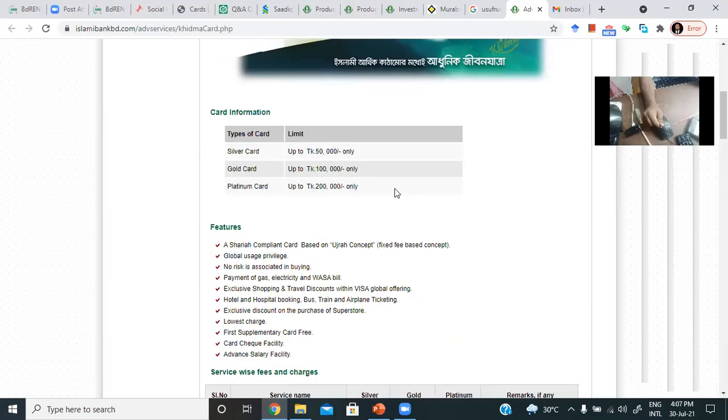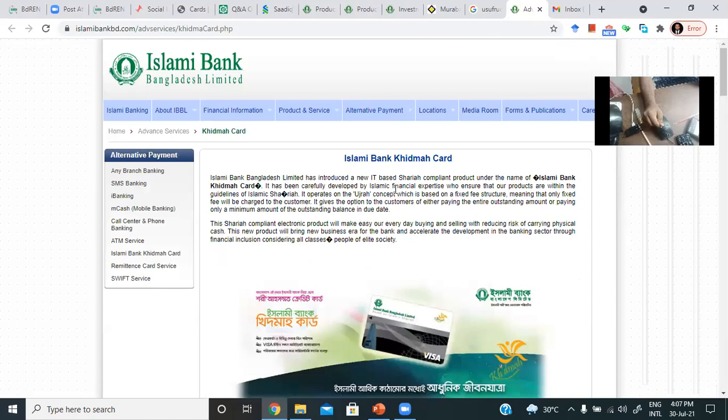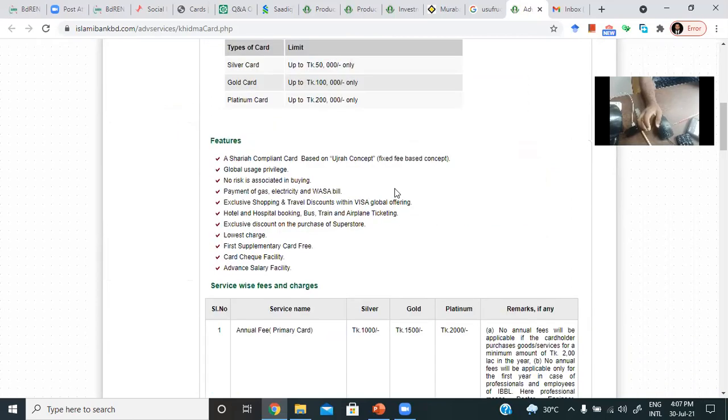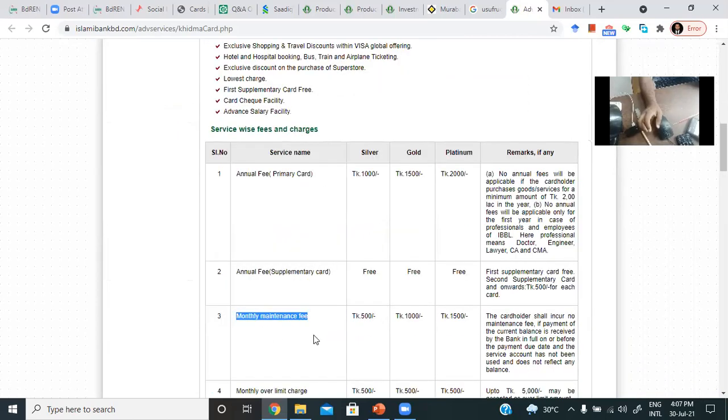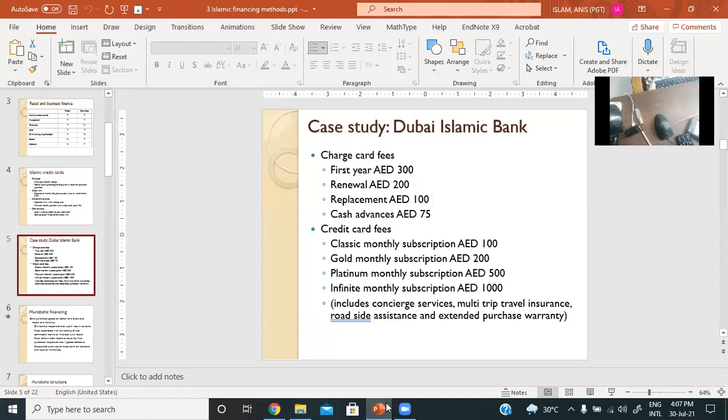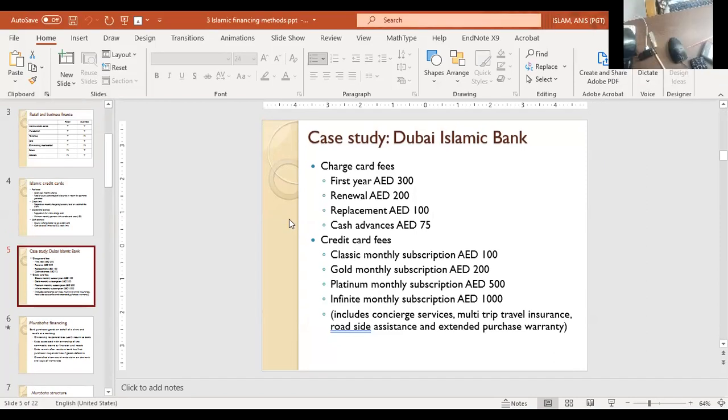But at the same time, if you open a credit card of, say, for example, another conventional bank, you will see that they have mentioned that if you do not make payment by 30 days, there will be interest charges. It is this percentage for this due date on your due amount. So in this way, Islamic banks are nowadays offering credit card facilities.